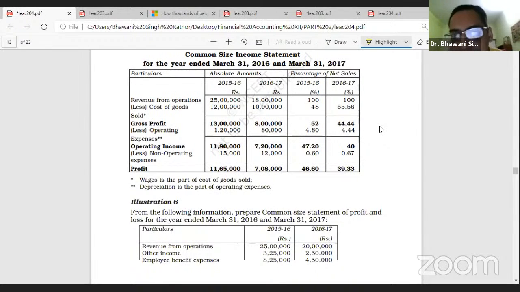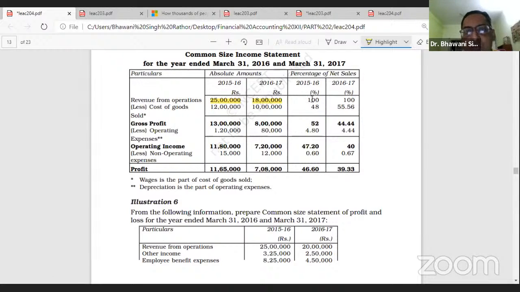And then secondly, what you do is you find the percentage. You find the percentage of what? Percentage of revenue from operations or net sales. Whatever information, for example, 25 lakh and 18 lakh are given for the previous year and current year revenue from operations.